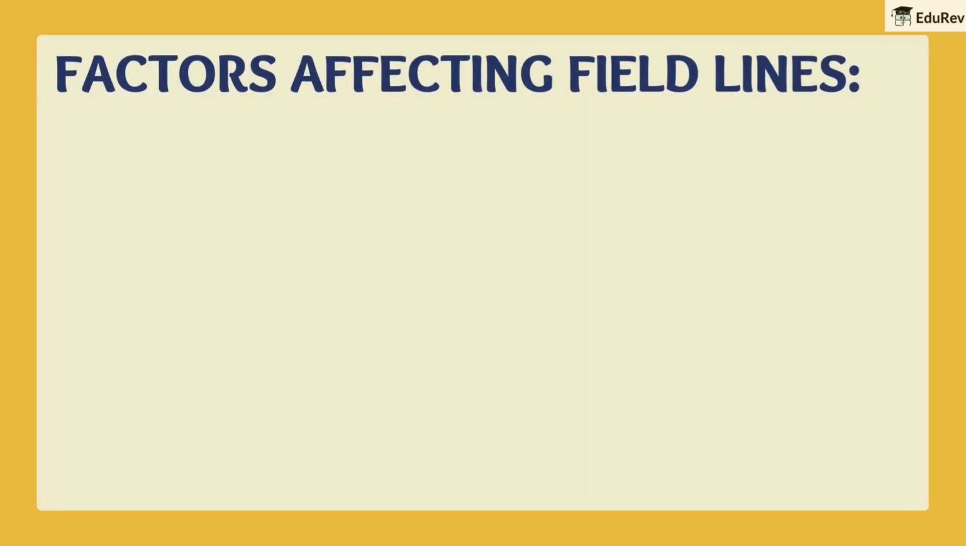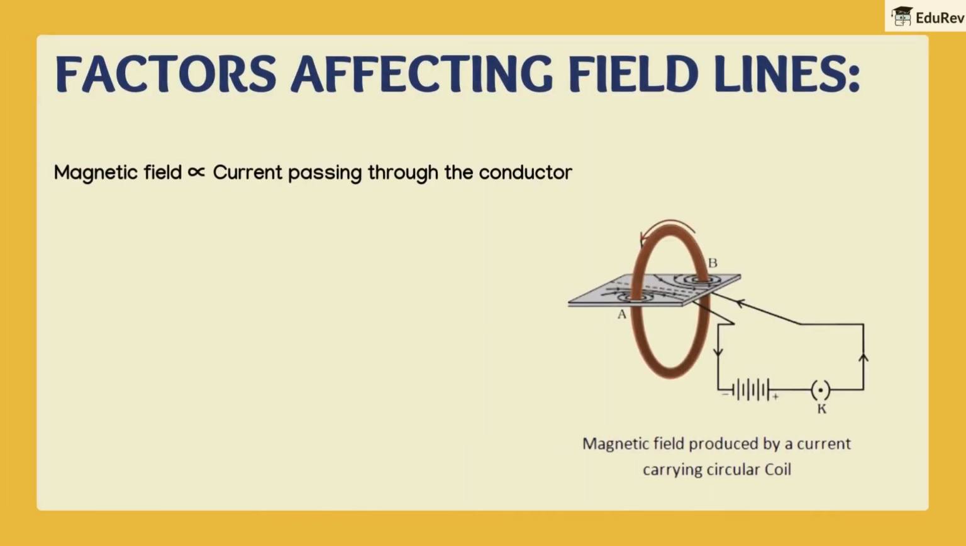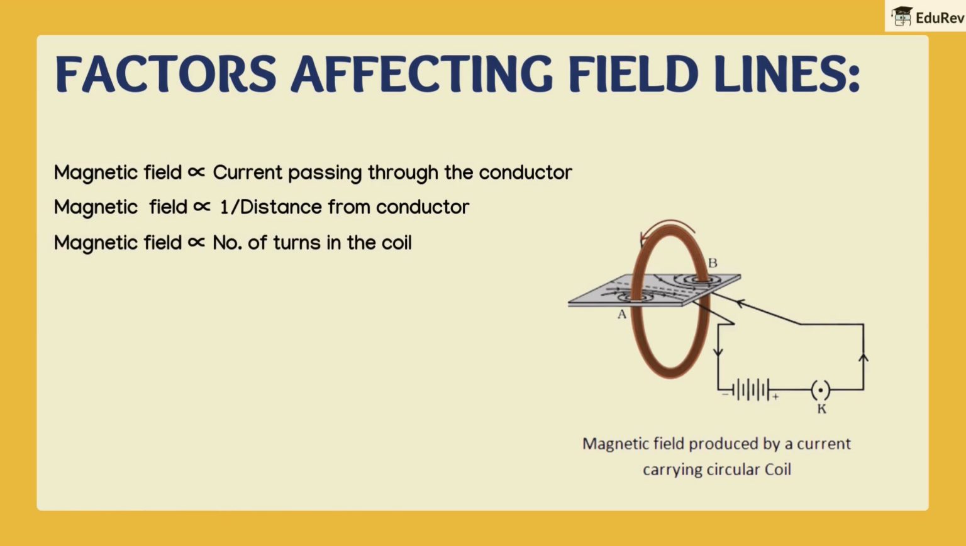Factors affecting field lines. Magnetic field is directly proportional to the current passing through the conductor. Magnetic field is inversely proportional to the distance from the conductor. Magnetic field is directly proportional to the number of turns in the coil.